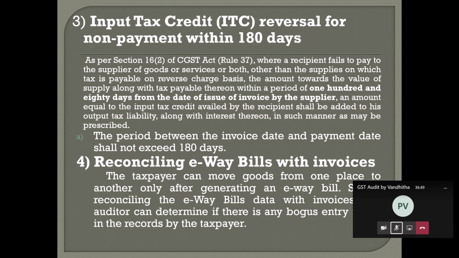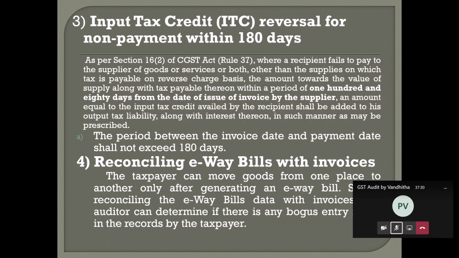Input tax credit reversal for non-payment within 180 days. As per section 16 subsection 2 of the GST Act and Rule 37, where a recipient fails to pay to the supplier of goods or services or both, other than supplies on which tax is payable on reverse charge basis, the amount towards the value of supply along with the tax payable thereon within a period of 180 days from the date of issue of invoice by the supplier, an amount equal to the input tax credit availed by the recipient shall be added to his output tax liability along with interest thereon in such a manner as may be prescribed.